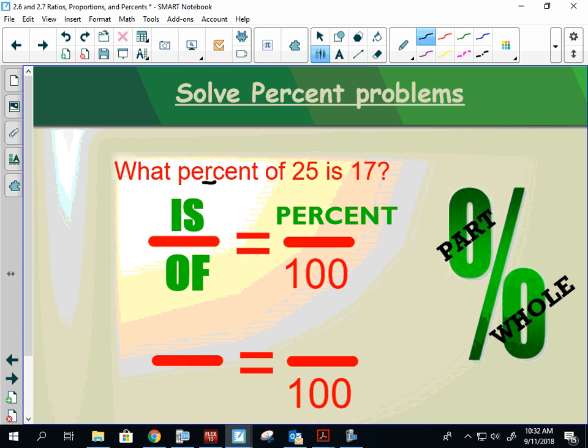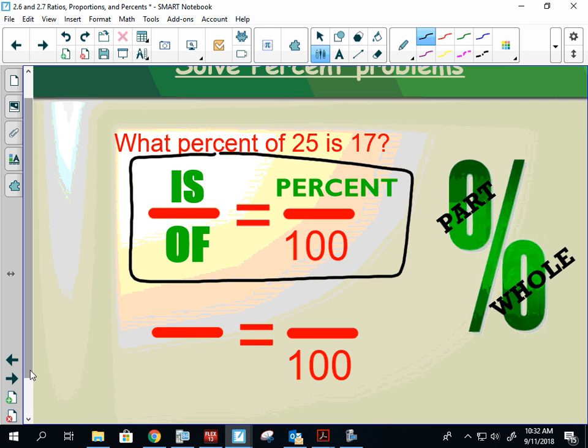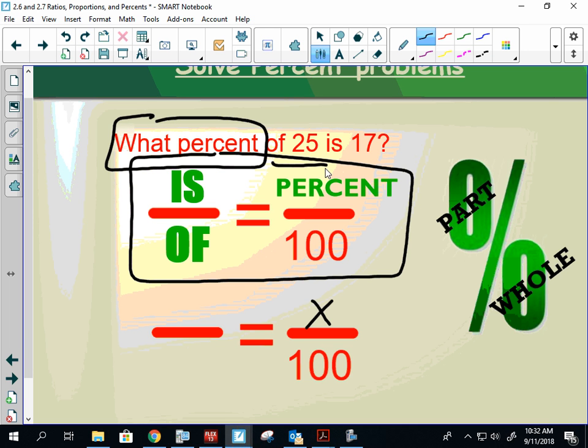When I set up the proportion method, here is my template. I put percent being divided by 100 because that's what percent means. Is on top and of is down below. Is is the portion, so that's the up top part. Of is the total, so that's the down below part. Then I just plug the pieces in. What percent? I don't know what percent, so I'm going to put X in the percent location. It says of 25, so I put 25 in the of location, and is 17, so I put 17 in the is location.